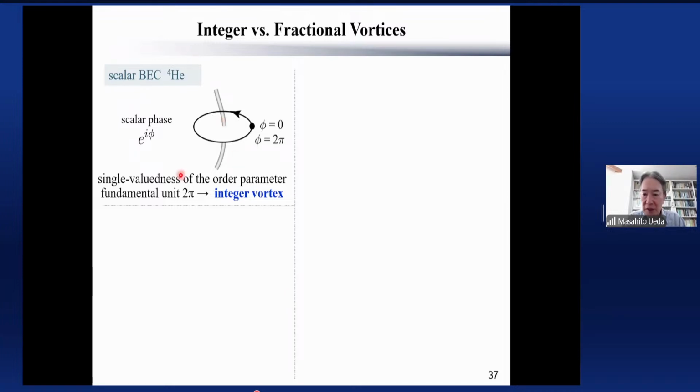A scalar BEC and superfluid helium-4 are characterized by a scalar phase like this. And the single-valuedness of the order parameter dictates that the fundamental unit of vortex phase must be 2 pi. So this is called an integer vortex, the standard vortex.